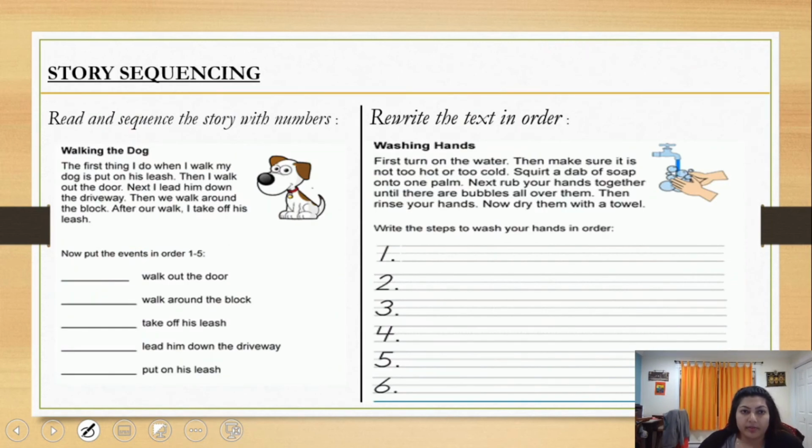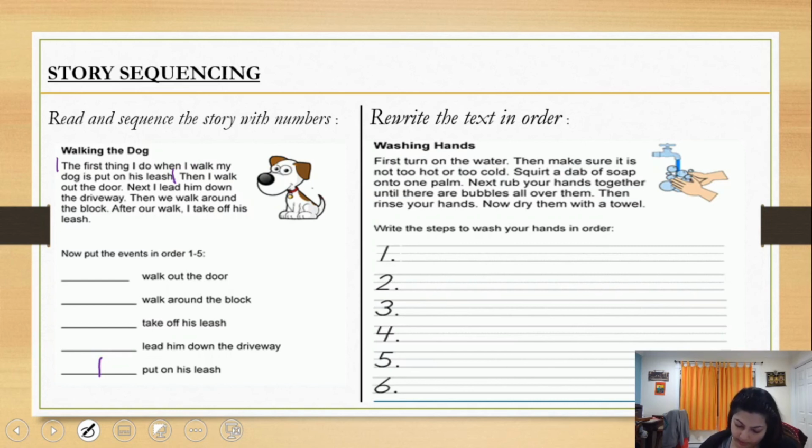Next is story sequencing. Story sequencing is you read the text and then you sequence them, what happened after what. And there is a very good way to do it. You read one at a time, find and then number them. You don't read it all together here. Walking the dog. The first thing I do when I walk my dog is to put on his leash. Stop. And then we'll find this. Walk out the door, walk around the block, take off his leash, lead him down the driveway, put on his leash. So this will be our number 1.